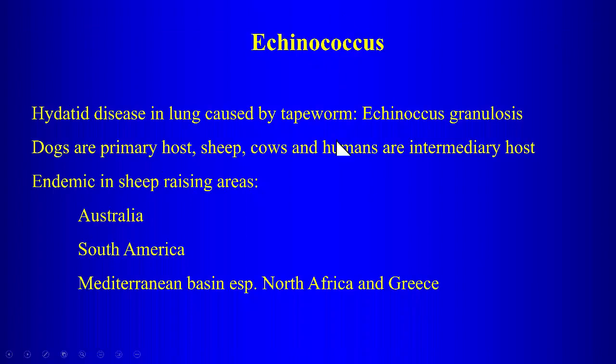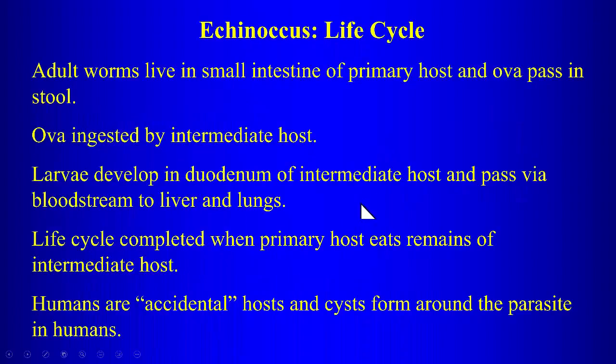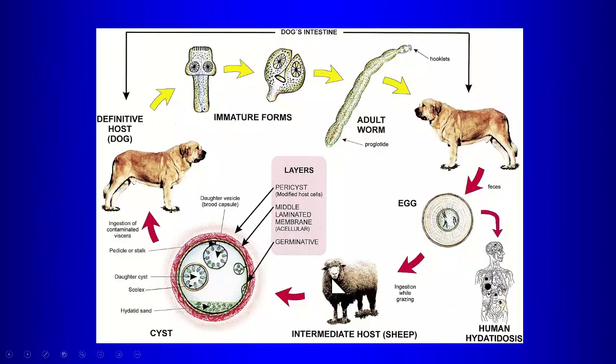So this is hydatid disease caused by tapeworms. So humans are the accidental host. Dogs are the primary host. So it's endemic in parts of the world where we raise sheep. Okay. The life cycle, I am not going to go through the life cycle because it is so disgusting. I will leave that to you to study on your own.